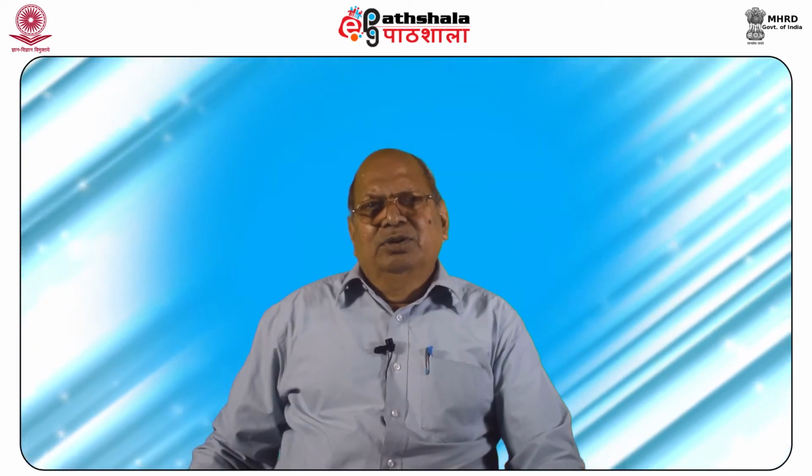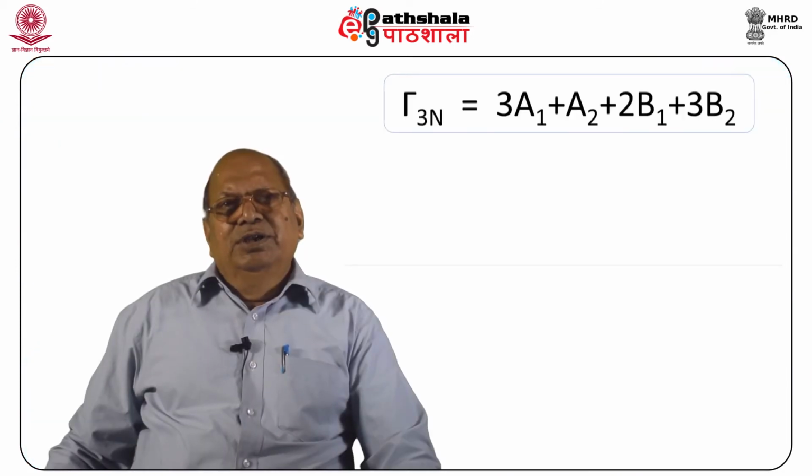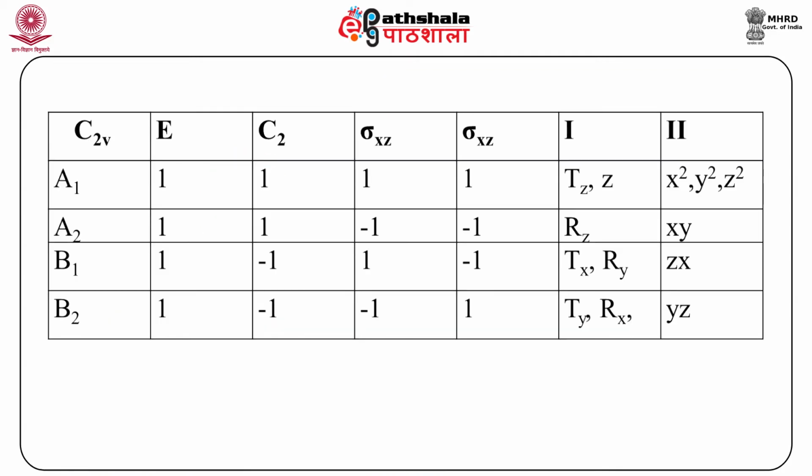Let us take the water molecule in a little bit more detail. The tau 3n for water molecule is 3A1 plus A2 plus 2B1 plus 3B2. In the table of C2V point group, against irreducible representations A1, A2, B1, B2, in column 1 are listed basis sets, that is, which basis set forms the basis for which irreducible representation. Or I can say, I have to now look at x, y, z, Rx, Ry, Rz, the basis functions, and see which are the basis for which irreducible representation.